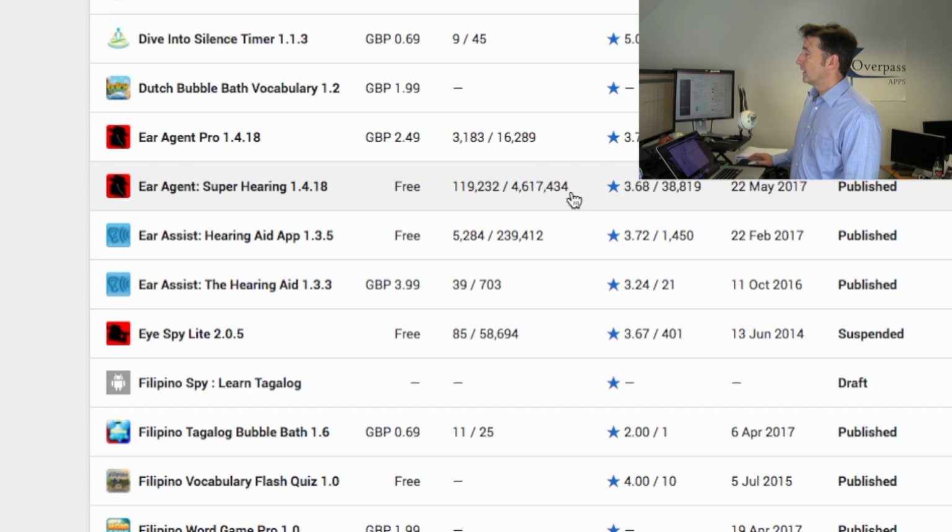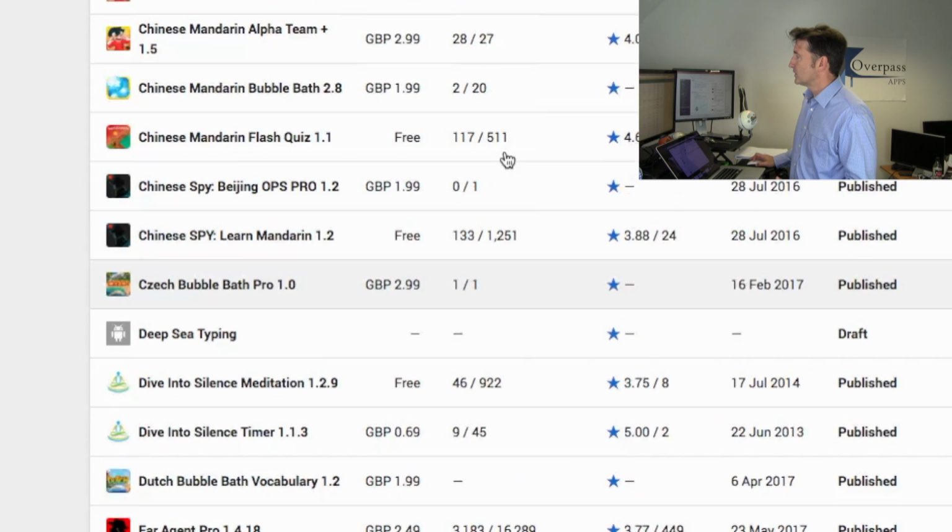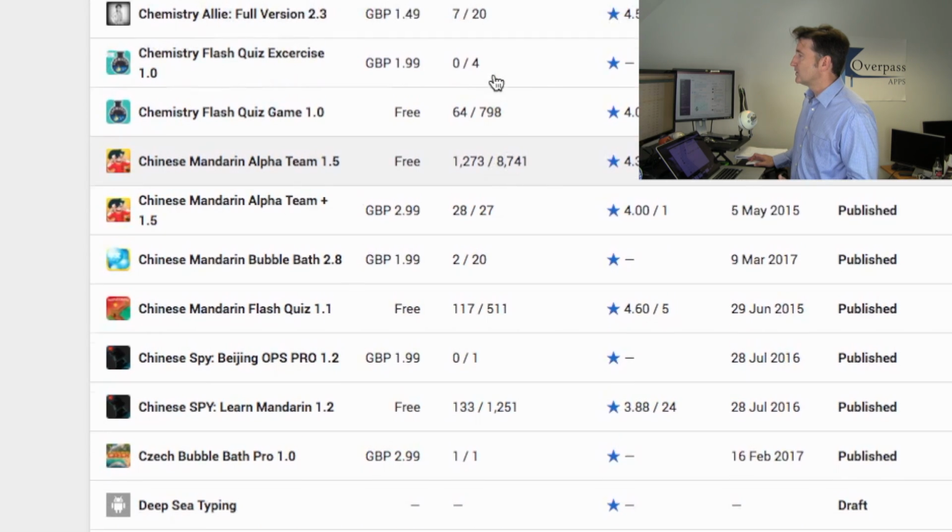4,617,434 downloads altogether over the past several years. Current installs were only at 119,232, which is not bad, but it's a small percentage, right? And again, across the board, let me just show you some of these download stats. They're usually that way.